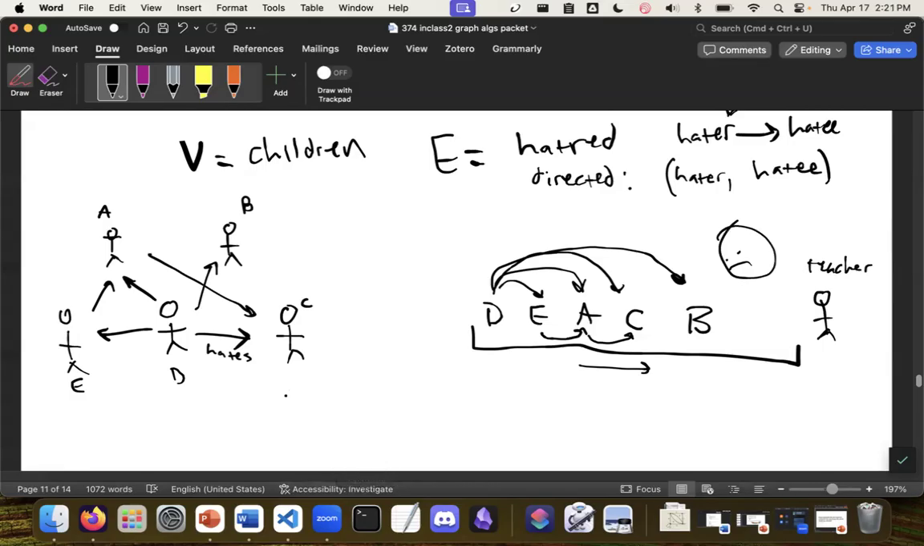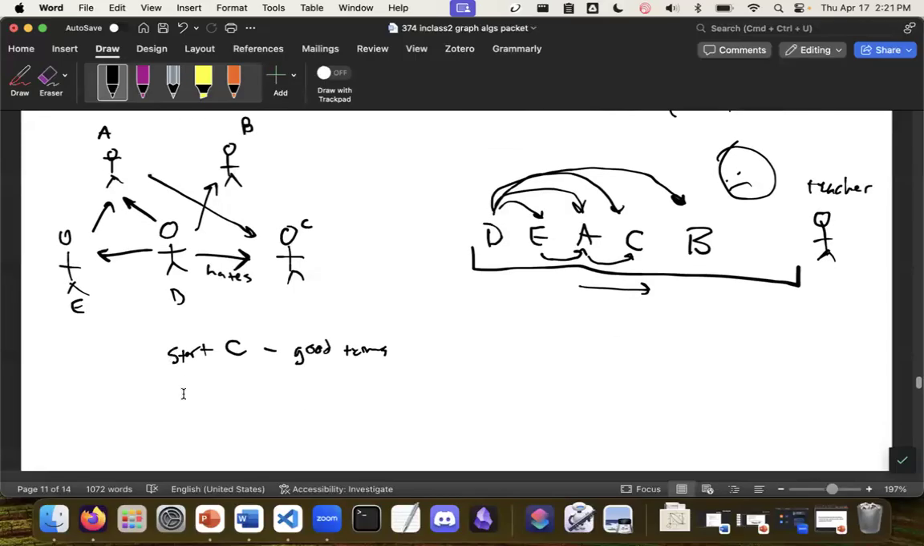So one option is to start with C. And why would we start with C? Let's say good terms. I don't know. C's on good terms with everybody. Like doesn't hate anybody. So this is a good start.